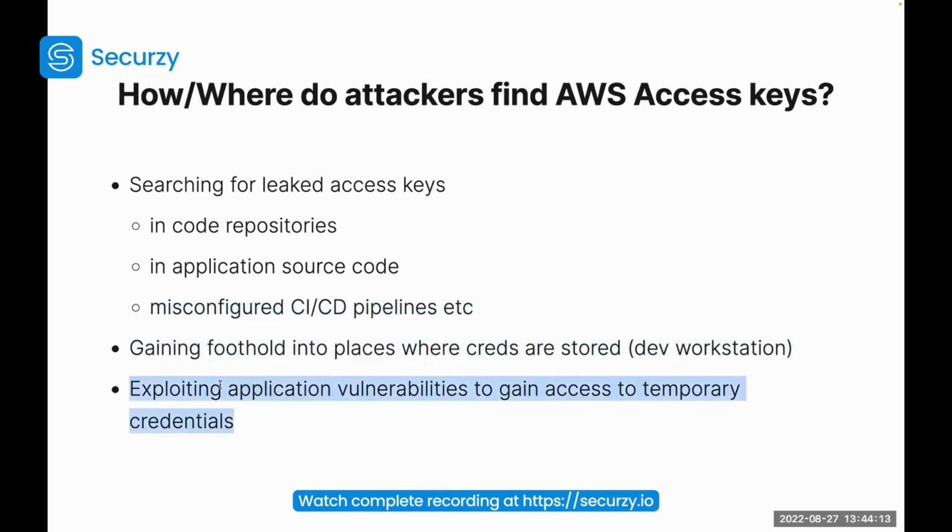And the most interesting thing, this is something I'll spend a lot of time on in the talk, is you can also find credentials by exploiting application vulnerabilities. So essentially, if you're hosting an application, at the end of the day, you're going to use cloud services to host applications. You can find certain vulnerabilities that will give you access to temporary credentials.